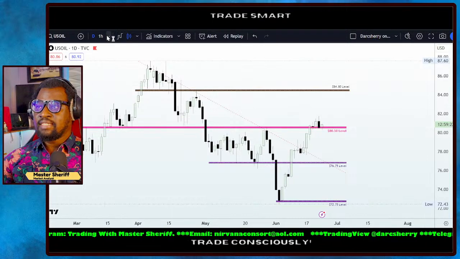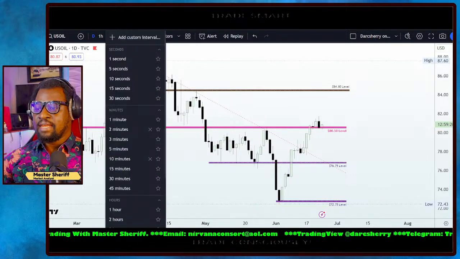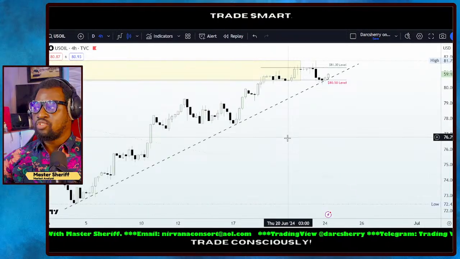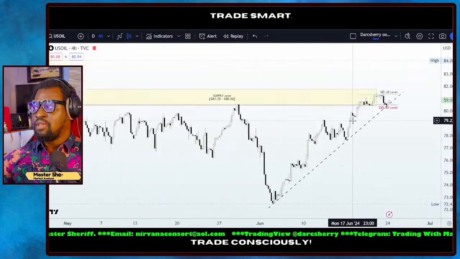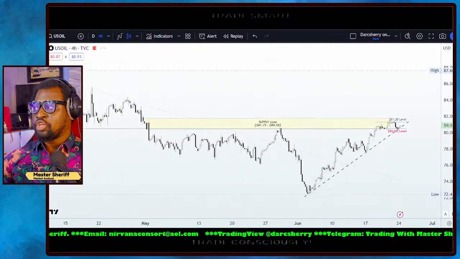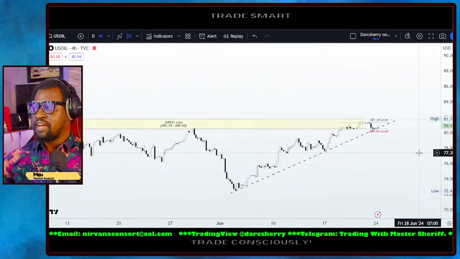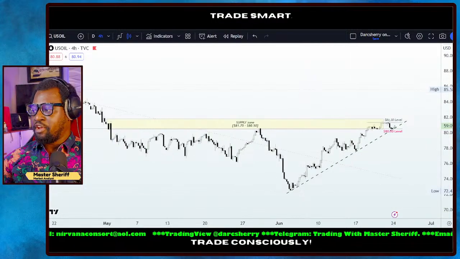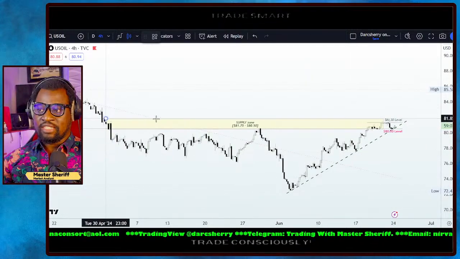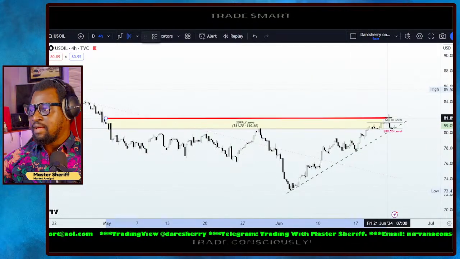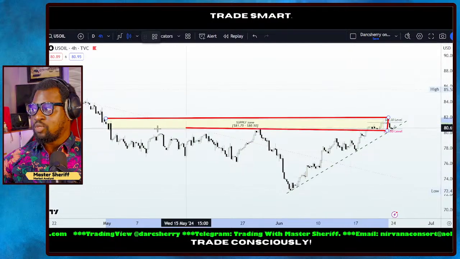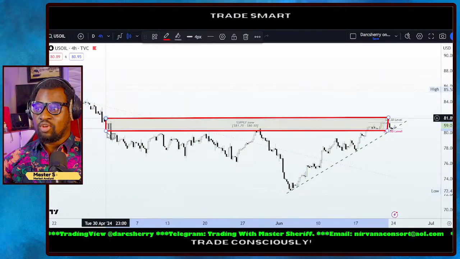Now, with the intent of understanding how the market will react to the $80.50 level, I want to quickly show you something I saw on the 4 hours time frame. Now, on the 4 hours time frame, I did acknowledge that supply zone I talked about earlier, which is between the $81.75 and the $80.50 area.